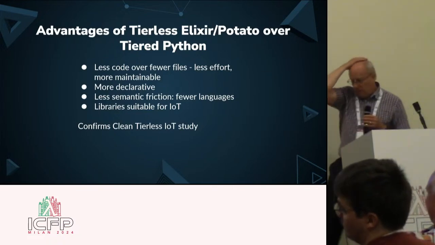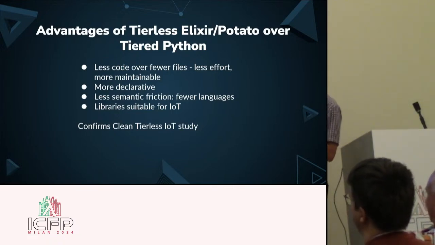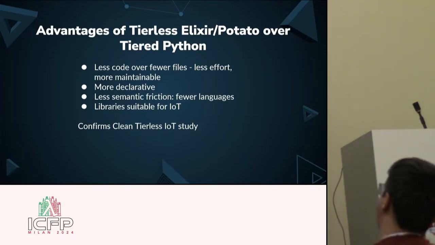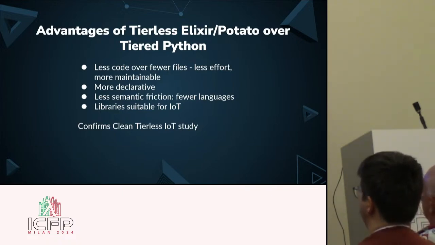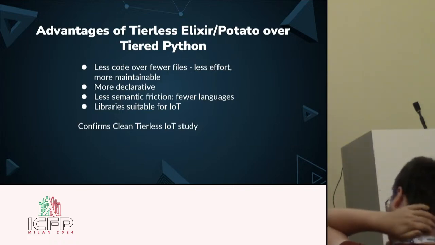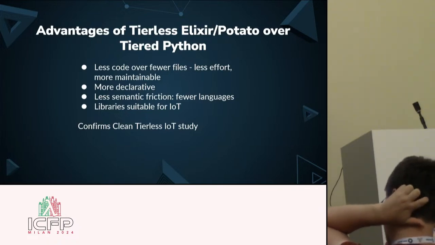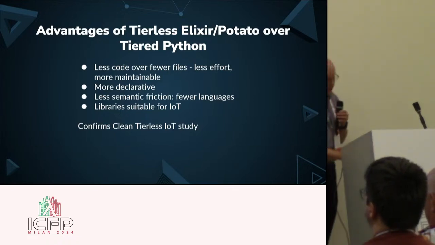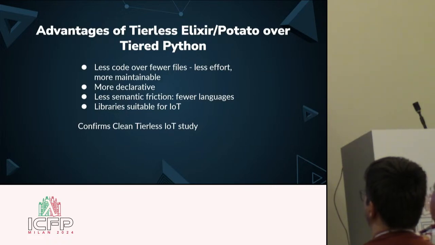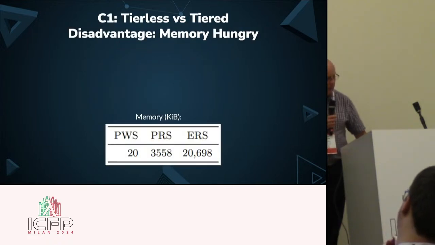Okay, so summary, what did we learn? We think the fact that Elixir Potato is pretty much tierless is the key thing. There's much less code. It's more declarative. There's less semantic friction. And there are some cool libraries that really help for IoT stuff like talking to devices. And this chimes, it's a very strong correlation with what the Clean study showed.